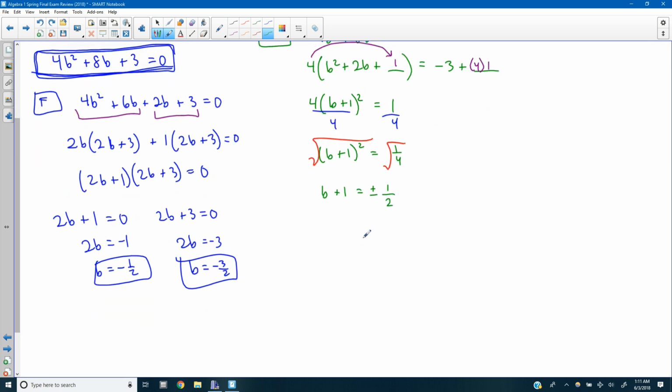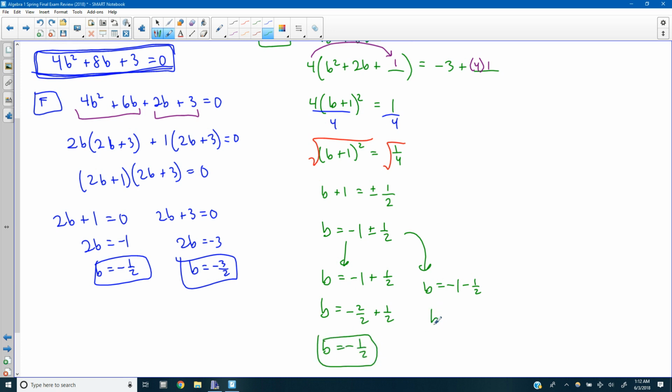Okay, so now I can subtract 1 over, and I'll get b equals negative 1 plus or minus 1/2, which means b either equals negative 1 plus 1/2. Whoops, not plus or minus. b is negative 1 plus 1/2, or b is negative 1 minus 1/2. This is negative 2 over 2 plus 1 over 2, which is negative 1 over 2. And this is negative 2 over 2 minus 1 over 2, which is negative 3 over 2. And there are your results that match those ones right there.